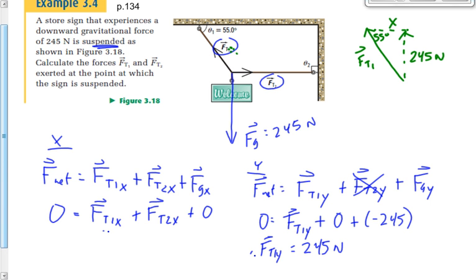Let's say tan 55 is equal to x over 245. That's opposite over adjacent. 245 times tan 55. We get 349.896. Is that right? Somebody else calculate that? Yes? Just didn't seem right there. 349.8963.